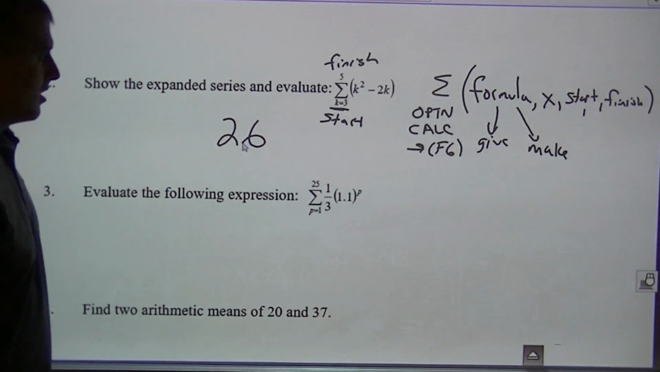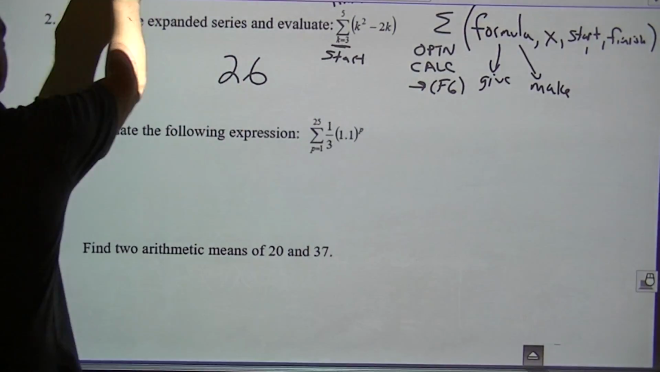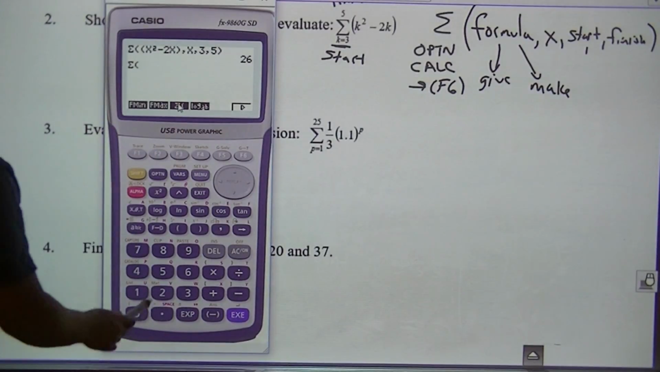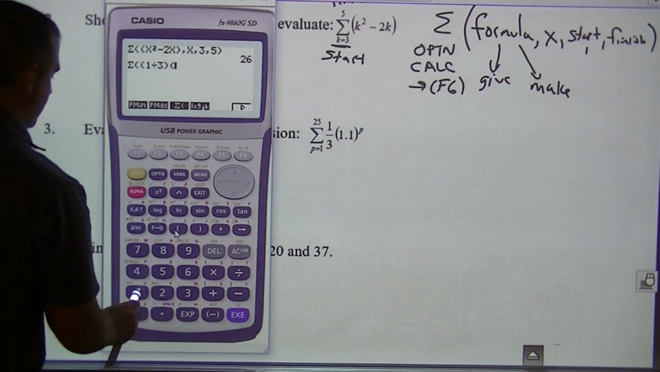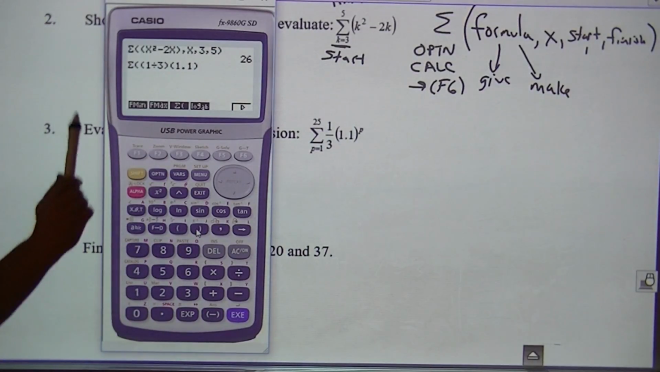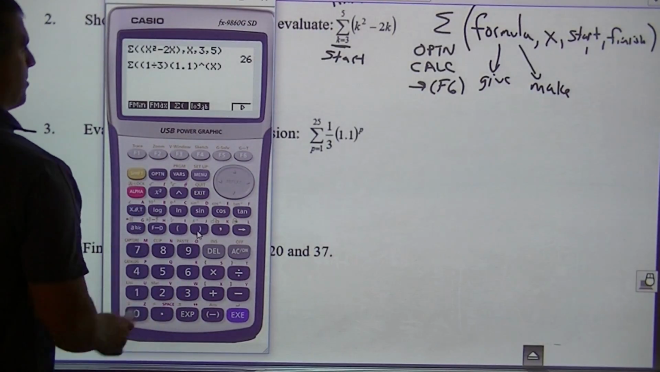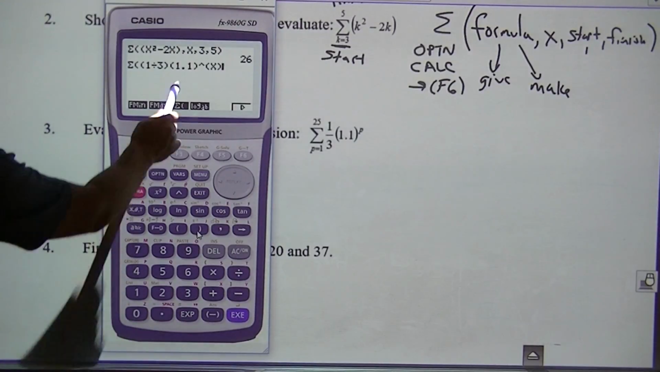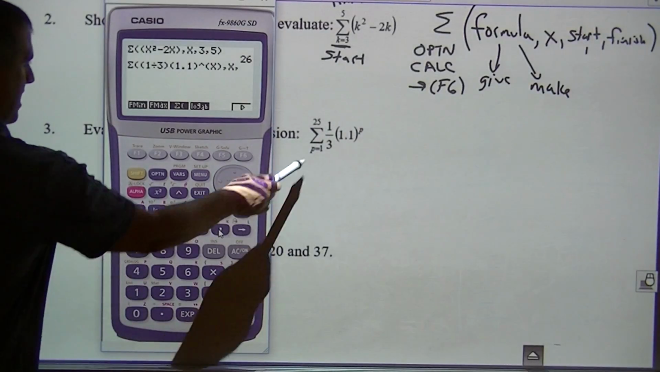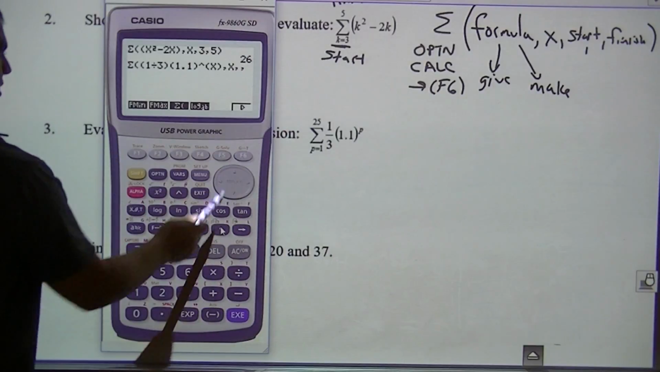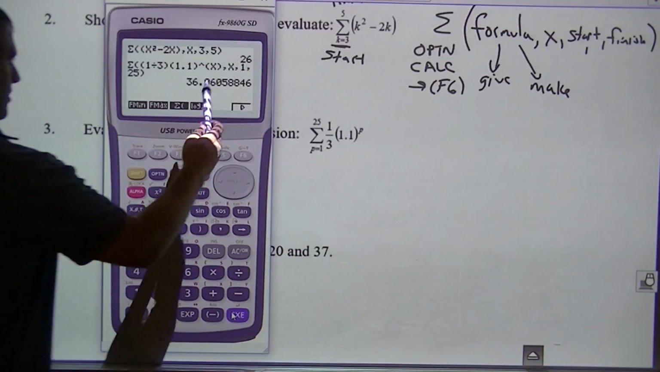Going on to number 3. Same thing. It's nice our calculator's already set there. So I'm going to do parentheses 1/3, then parentheses 1.1. To make the exponent, this is so important: always put parentheses around your exponent. So whatever you have after that, put parentheses around that. Comma x, comma, now they're going to tell me the start is 1, the finish is 25. So that answer is 36.06.